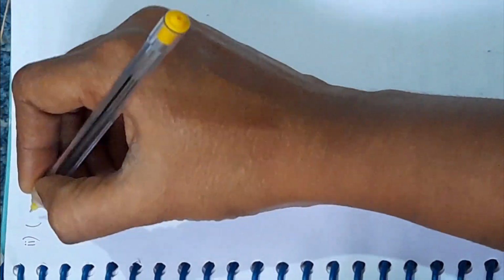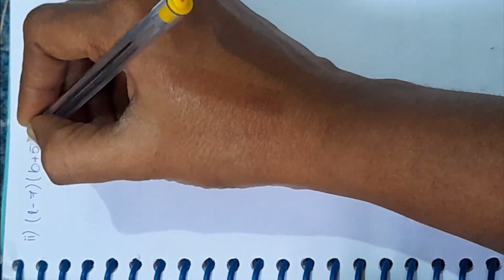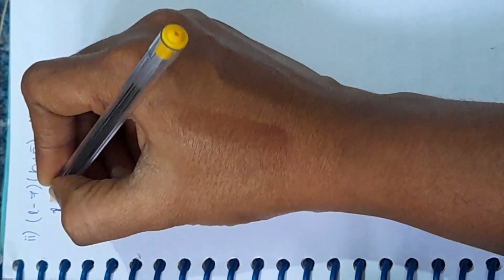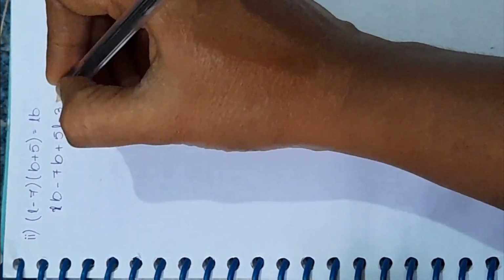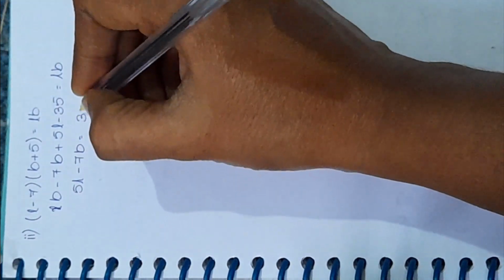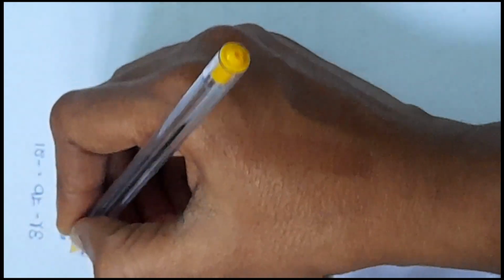Now, in the second case, length minus 7 and breadth plus 5, the area remains unchanged. So, length into breadth: LB minus 7B plus 5L minus 35 is equal to length into breadth. On solving this, 5L minus 7B is equal to 35, is the second equation we get. Now writing the first and the second equation.